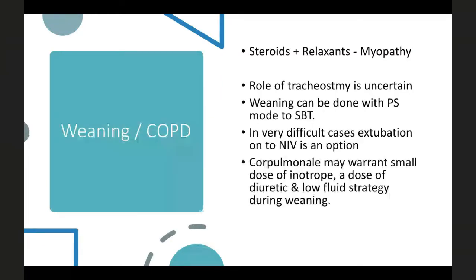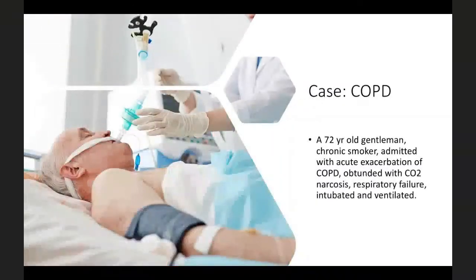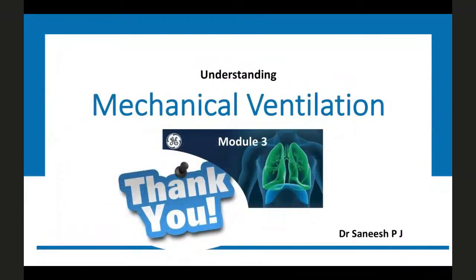The weaning can be done with pressure support mode or spontaneous breathing trial while on the mechanical ventilator. In very difficult cases, extubation onto NIV is definitely an option. Cor pulmonale may warrant a small dose of inotrope, a dose of diuretic, and a low fluid strategy during the weaning. Okay, so these are the broad principles, and I have shown a few ventilator settings to tackle a case of COPD. I think my messages are delivered. If you have more doubts, we'll clarify during the Q&A session. That's it from me for the time being.